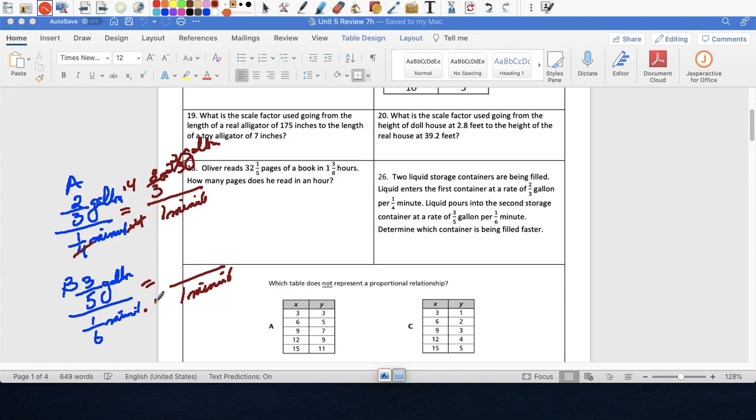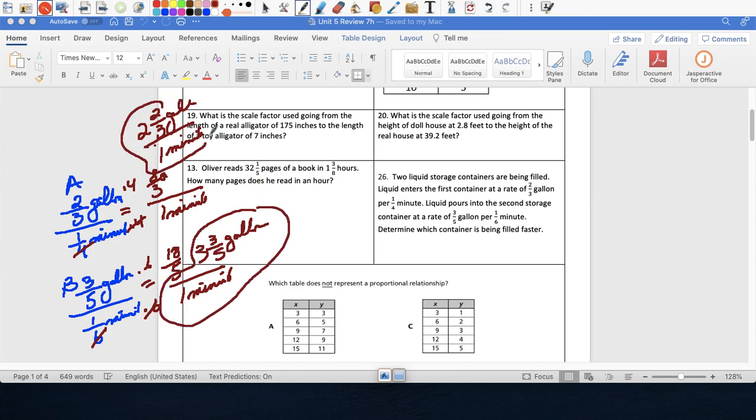The bottom one, we're going to multiply top and bottom by 6. These two simplify to 1, and on top I get 18/5, and that's 3 3/5 of a gallon per minute. So let me just write this one over. It's 2 2/3 gallon in 1 minute, right? 8/3 is the same thing as 2 2/3. So now, look at this, which one fills up faster? This one, right? So much easier to determine.